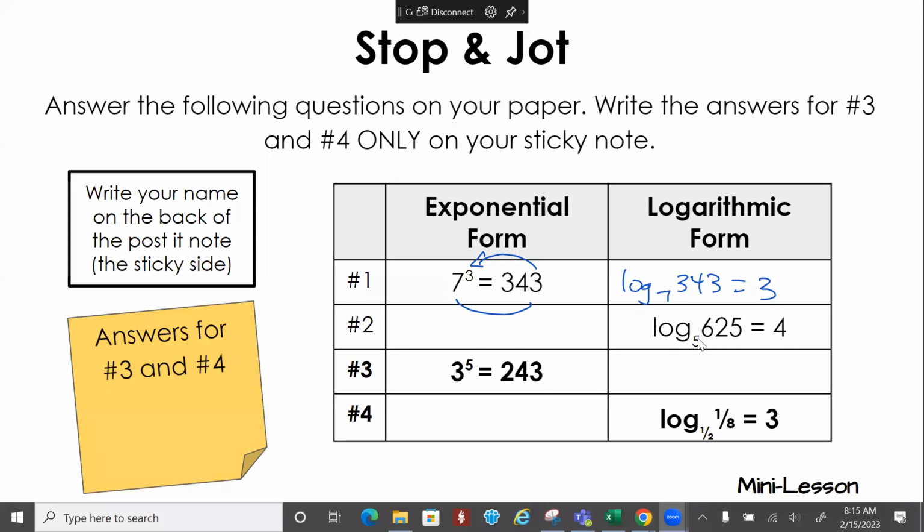On this next one, we're going to write this out in exponential form. So this is going to be 5 to the 4th power equals 625. Yay. Okay, on the next one, we're going to get log of base 3 of 243 equals 5. And on the last one, we're going to have 1/2 raised to the 3rd equals 1/8.